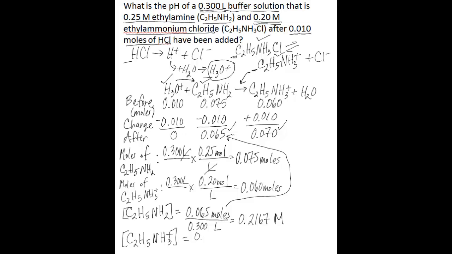You can also find the concentration of the ethyl ammonium cation in a similar way. So after the neutralization, you have 0.070 moles of ethyl ammonium cation remaining, and you divide that by the total volume, which is 0.300 liters, and do the math to get 0.2333 molar as your concentration of ethyl ammonium cation.